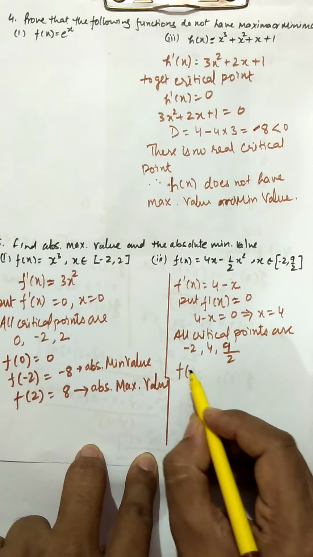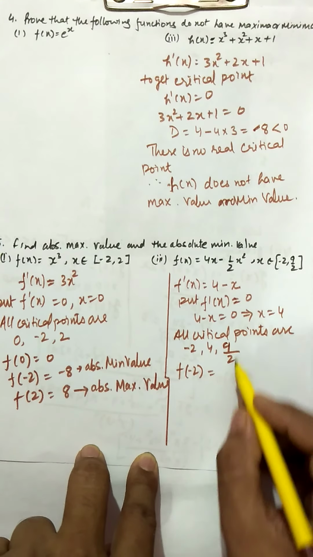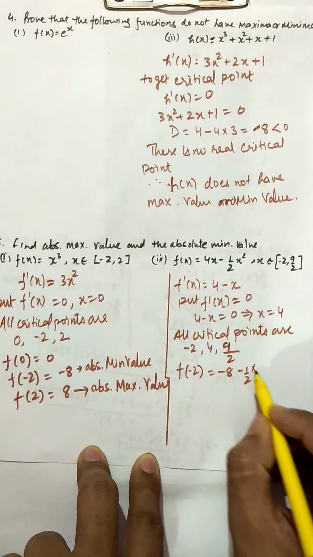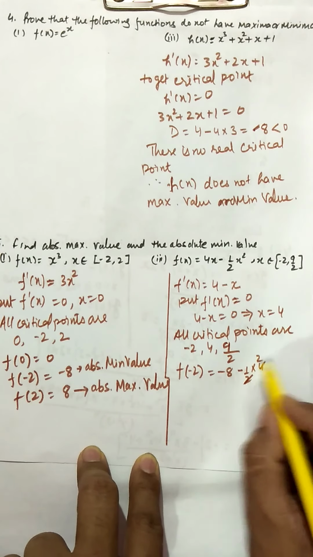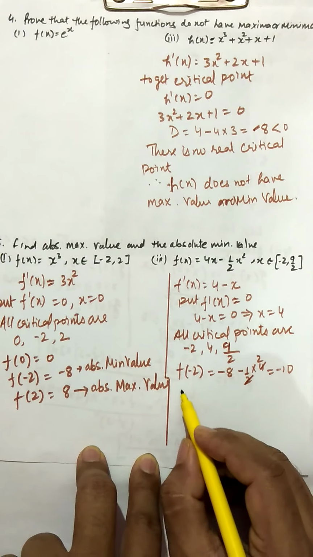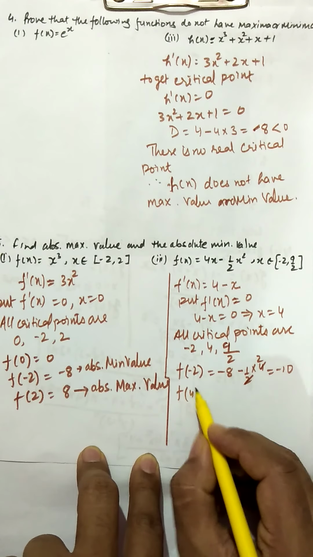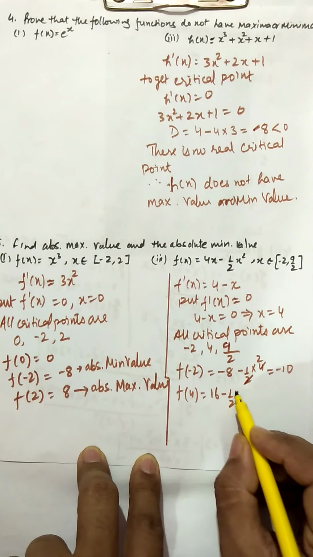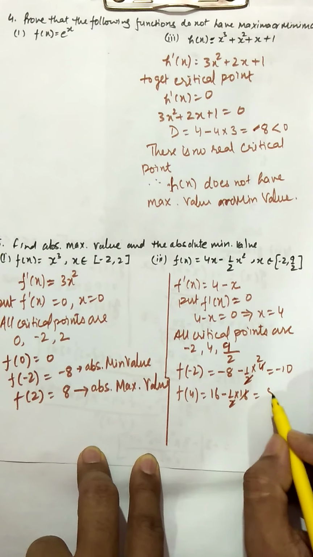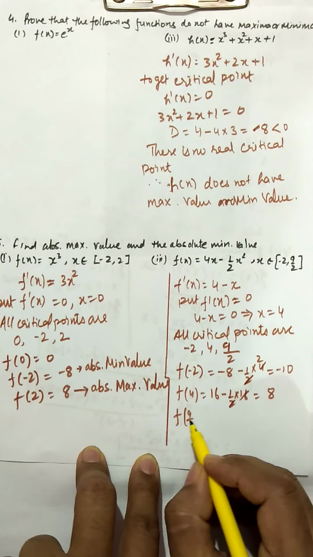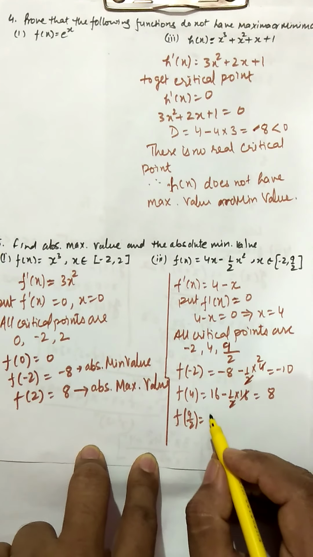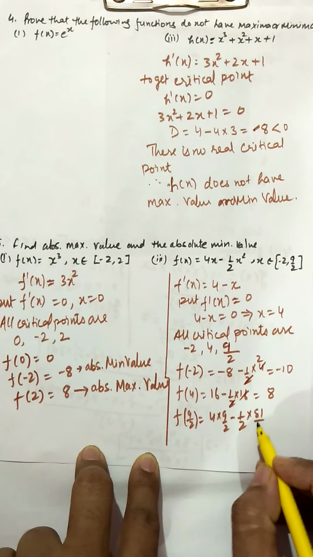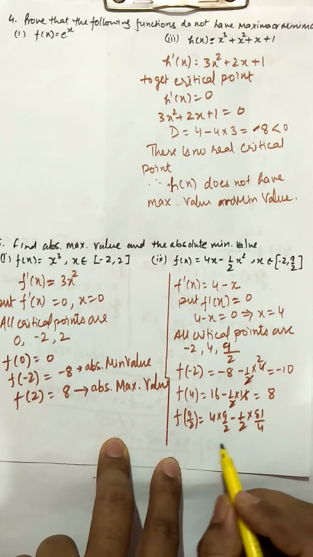So we'll find all the values. f of minus 2, let's see what comes. This is minus 8 and this is going to be 1 by 2 into 4. So you can simplify, this is minus 10. And f of 4, you find, this is 4 into 4, 16, minus 1 by 2 into 16. So this is going to be 8. And f of 9 by 2, we simplify, gives you 4 into 9 by 2 minus 1 by 2, this is 81 upon 4. So now you can simplify this.